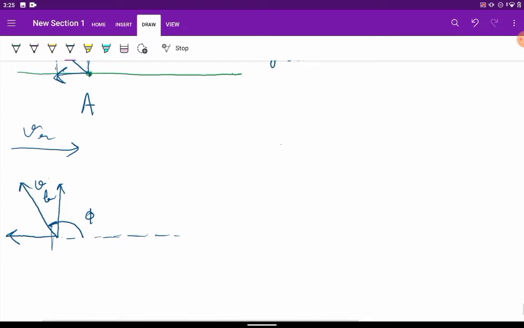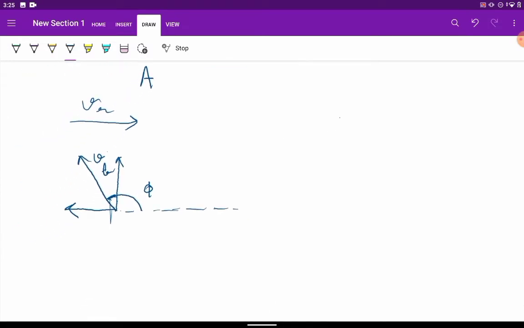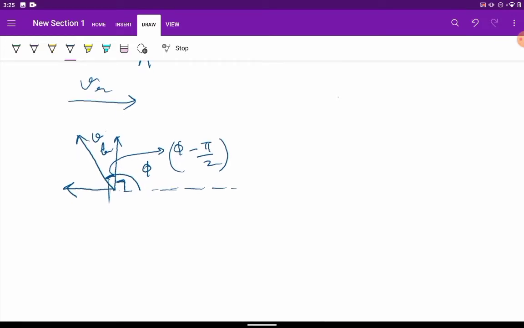So this is basically phi. So this is 90 degrees obviously. This smaller angle is phi minus pi by 2. Okay, so basically VB, or rather we can call this, let's say, phi dash for now.